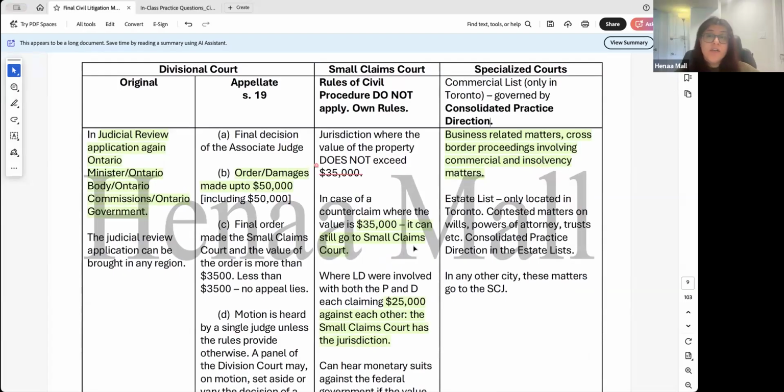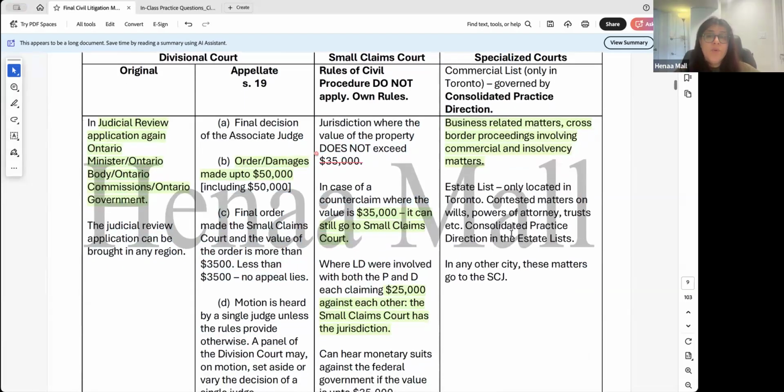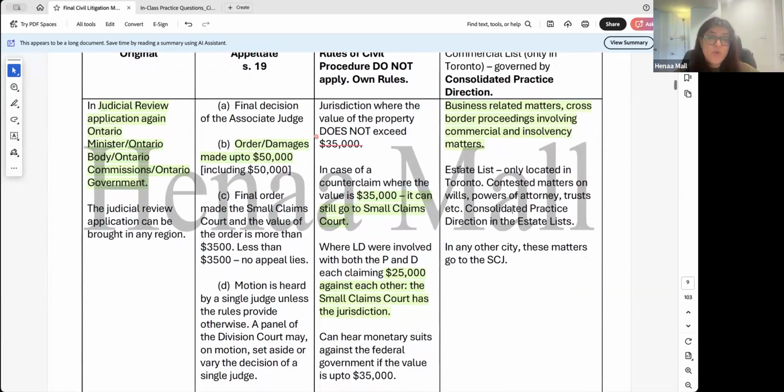Then you have the commercial list. This is only in Toronto. It's governed by consolidated practice direction. So you have business-related matters and estate lists. They're only in Toronto. In any other area, for instance, if you have a business matter in Oshawa, it's going to go to the Superior Court of Justice in Oshawa. If you have a specialized estates matter in Superior Court in Brampton, in Peel region, then that's where it's going to go. Only in Toronto do you have a commercial list, which is essentially governed by consolidated practice direction.